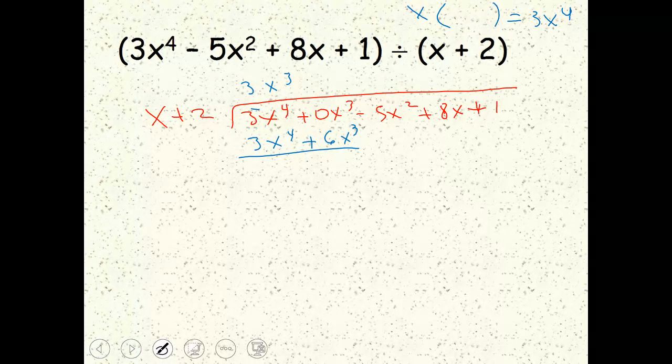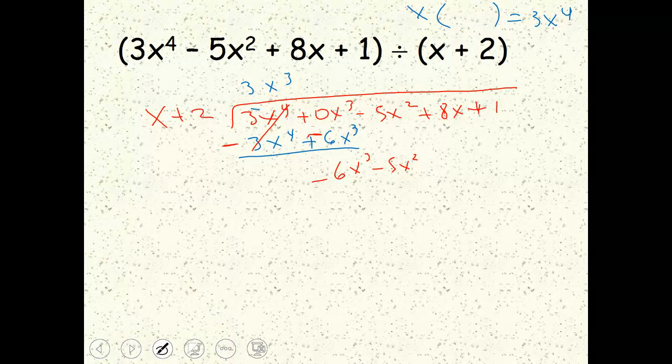You didn't have to write 0. You could just make a space if you wanted. And that would have been fine too. Now, subtracting this means subtracting that and subtracting that. So 3x to the fourth minus 3x to the fourth is gone like it's supposed to be. And I get negative 6x to the third. And I'm going to bring down the next term. All right. You might try the next step on your own, or you can do it with me.